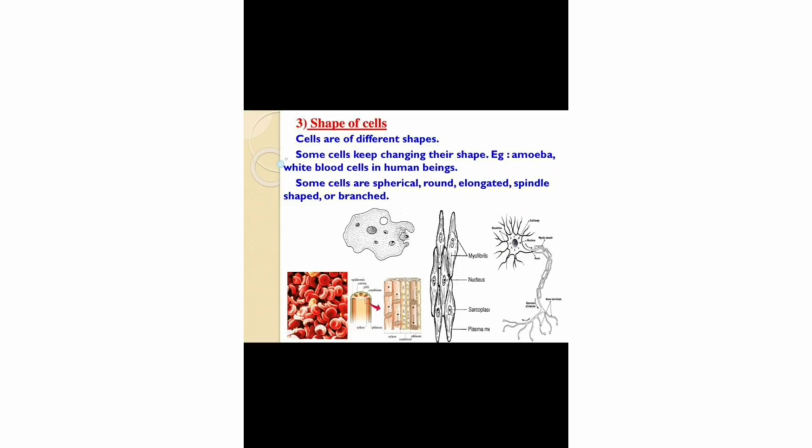Now, students, we are going to discuss the shapes of cells. Cells are of different shapes. Some cells keep changing their shape. For example, amoeba, white blood cells in human beings. Some cells are spherical, round, elongated, spindle shaped, or branched. You can have a look at the images given below.